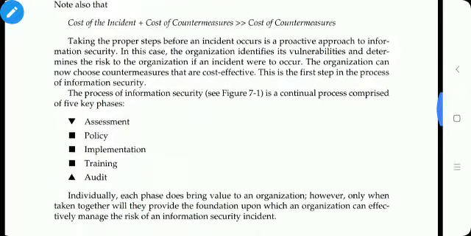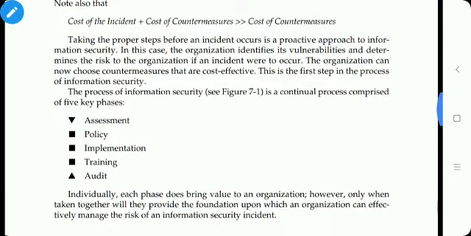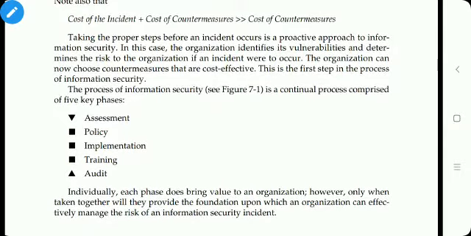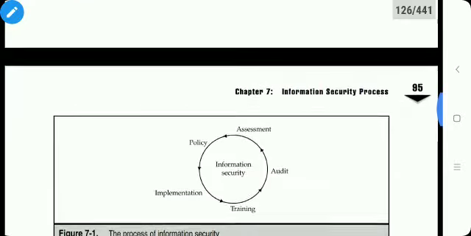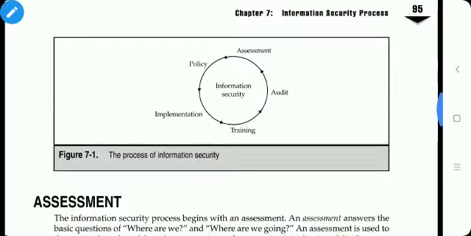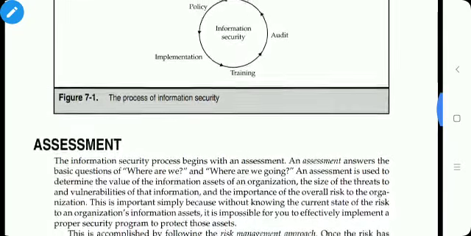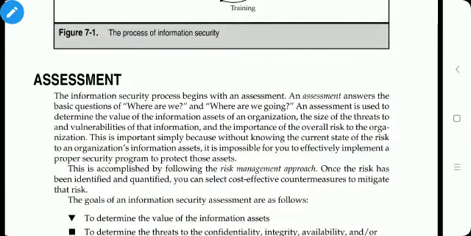The process of information security is a continual process which consists of 5 phases: assessment, then policy, then implementation, training and audit. These are the processes of information security. The first step is assessment. The information security process begins with the assessment.